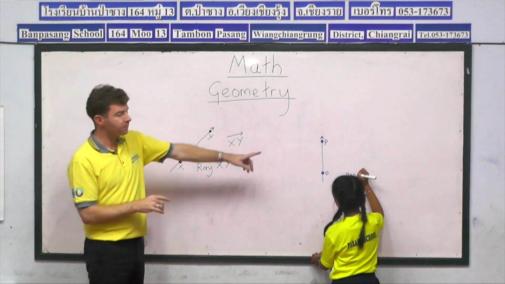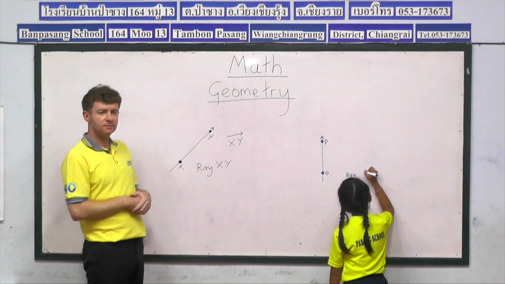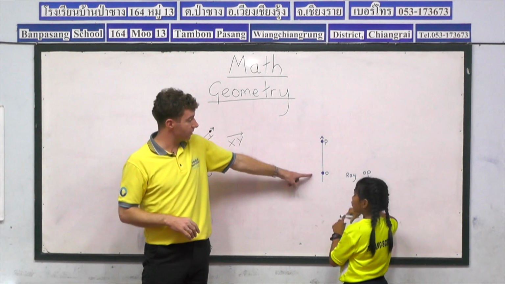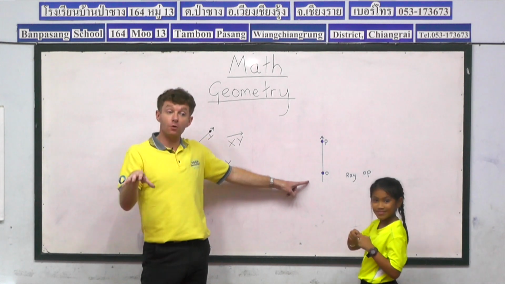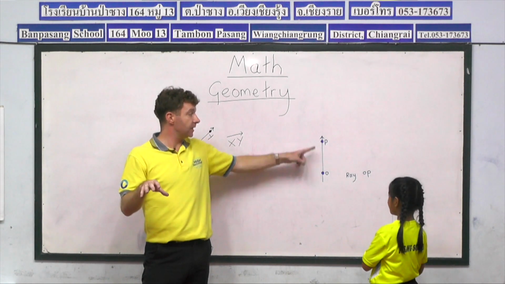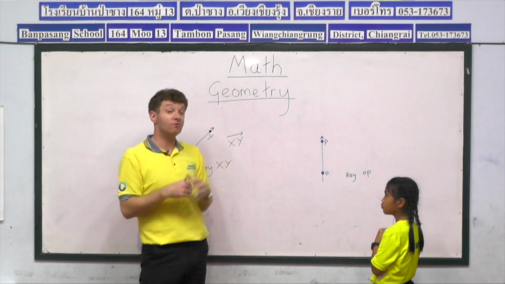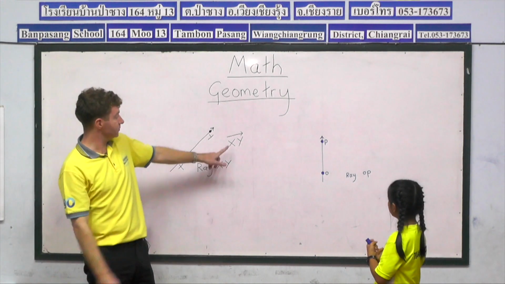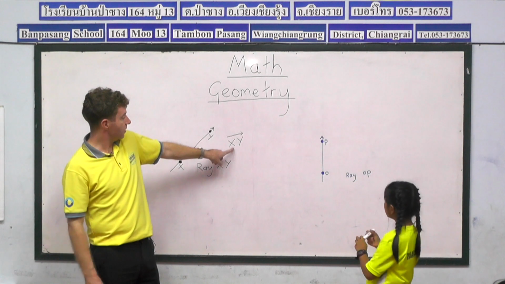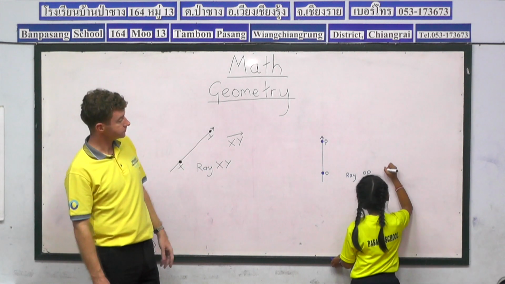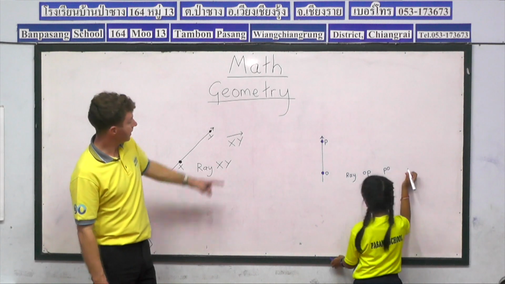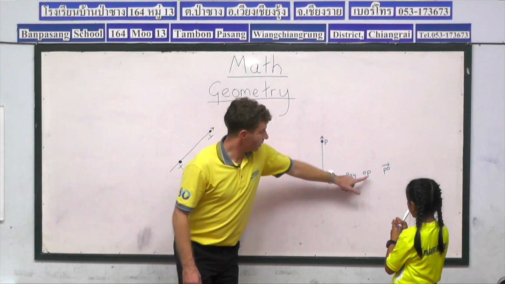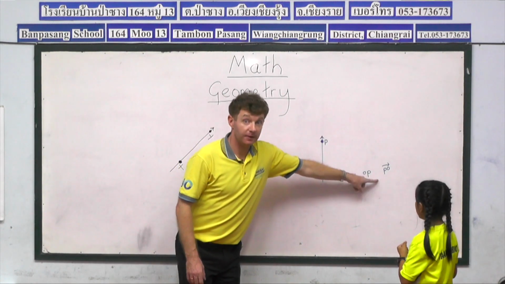R-A-Y. And will Pak Bung's ray be called ray XY? Ray PO. That's correct, because the 2 points are P and O. Or we could call it ray OP. We can swap the letters round. Ray OP or ray PO. And Pak Bung, if you want, can you draw your 2 letters? OP or PO? PO. And then over the top, you can draw your ray. Ray OP or ray PO.